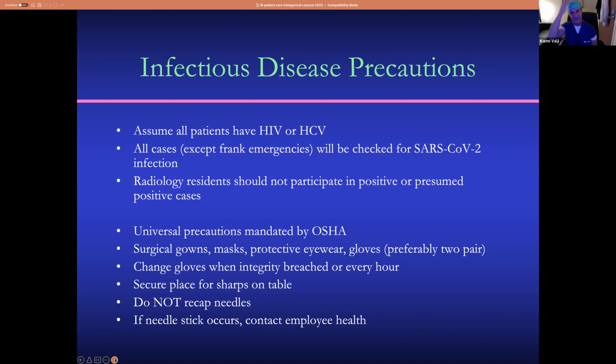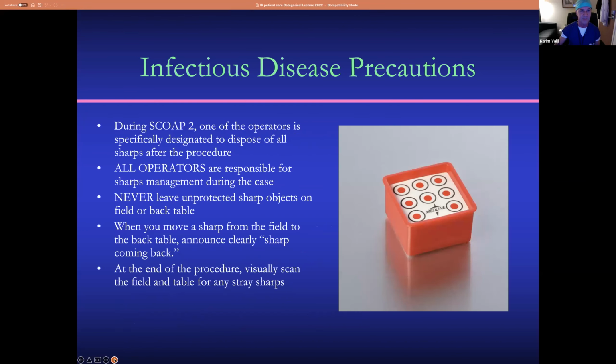All right, infectious disease precautions. Be very careful with patients with HIV or HCV. As far as SARS, that has now changed, so you don't have to worry about that. Universal precautions, I think you know all about that. Change gloves when integrity is breached or every hour, which is actually ideal. Use a secure place for sharps, which we're going to talk about in about a minute. Don't ever recap needles. You put them in the sharps container. And if a needle stick occurs, I do need to tell you to contact employee health. What you do is up to you, but that is what we are instructed to let trainees know.